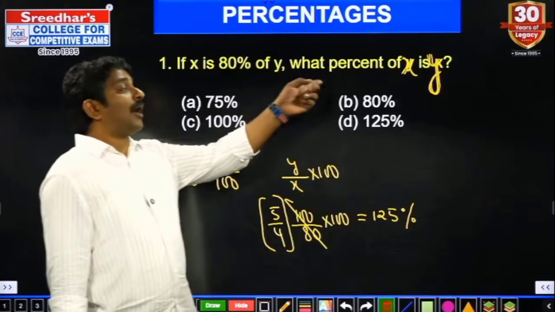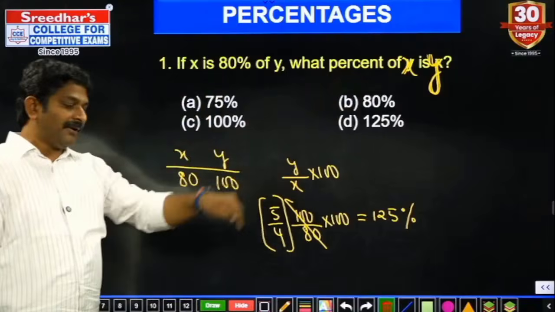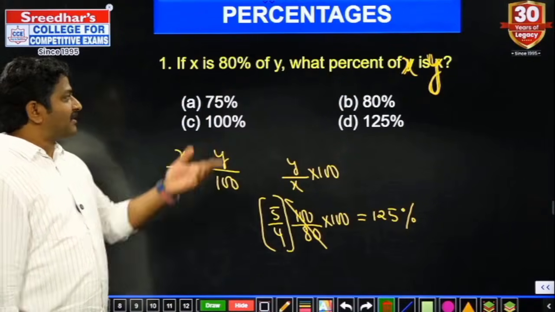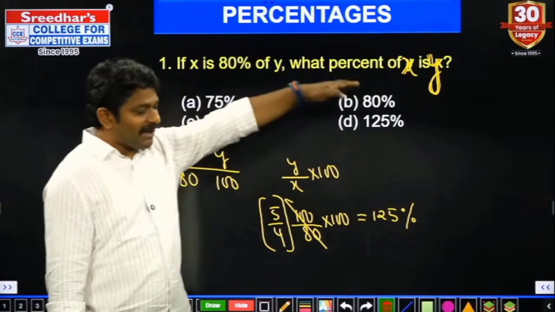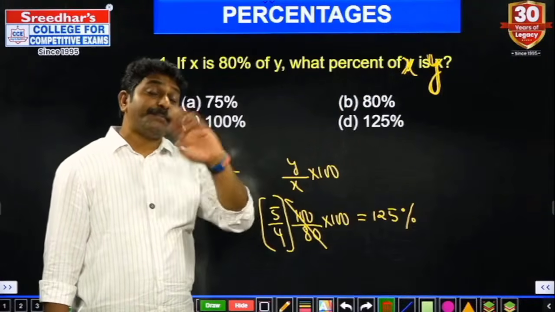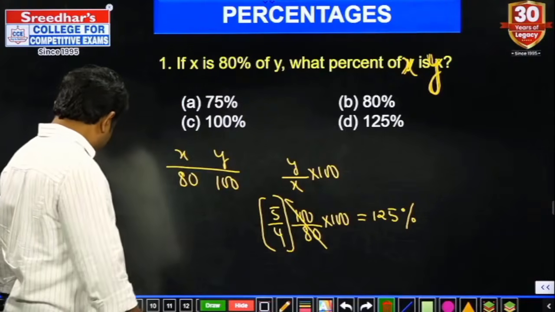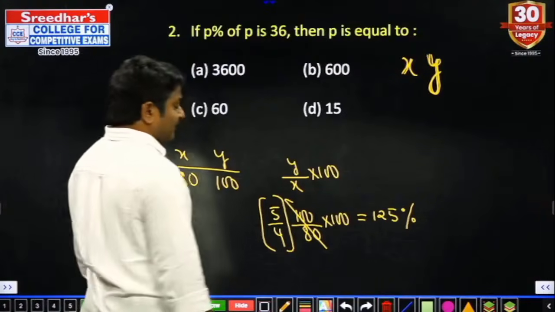If it is what percent of X is Y, then you'll get a different one. But in our question, whatever is given, the same is asked, but in a different language. The representation is different, that's all. But the question is the same. Next.